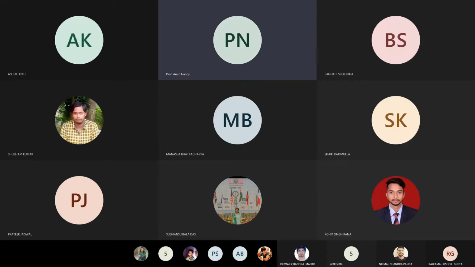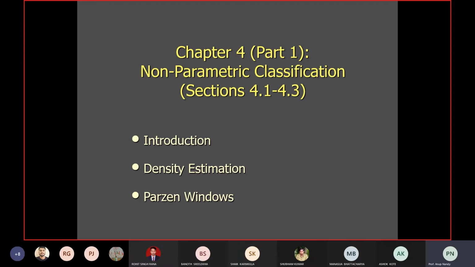Okay, so we have already seen parametric estimation, where the density was assumed to be known except for the values of the parameters, and you applied maximum likelihood estimation and Bayesian estimation techniques to estimate the parameters. Now, in our case we do not know any functional form of the density functions, but still you have to estimate them.